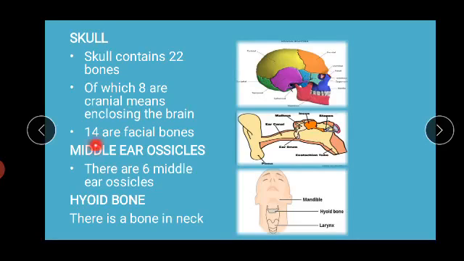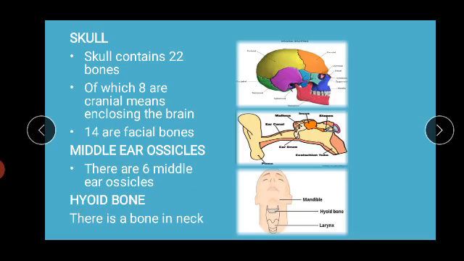And middle ear ossicles, there are 6 middle ear ossicles. Students, you have 2 ears. One ear contains 3 small ossicle bones called incus, malleus, and stapes. And now you are familiar with these terminologies and the structure of your ear. The second ear, your right ear and the left ear, 3 and 3 makes a total of 6 bones.